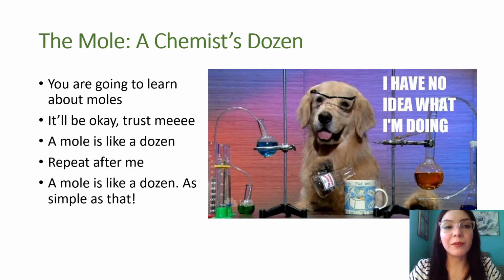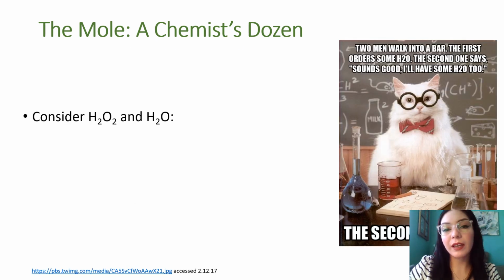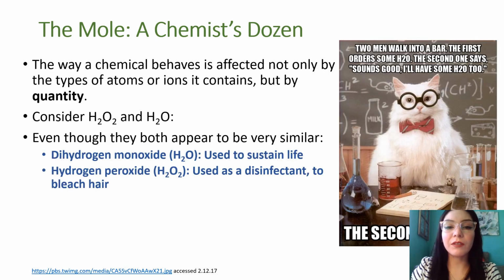The whole reason that learning about moles is important is because in chemistry, it's not only important the types of atoms or ions that a compound can have. We learned about how certain atoms, wherever they are in the periodic table, will determine their properties. Not only is that important for determining properties, but also amounts, so quantities.